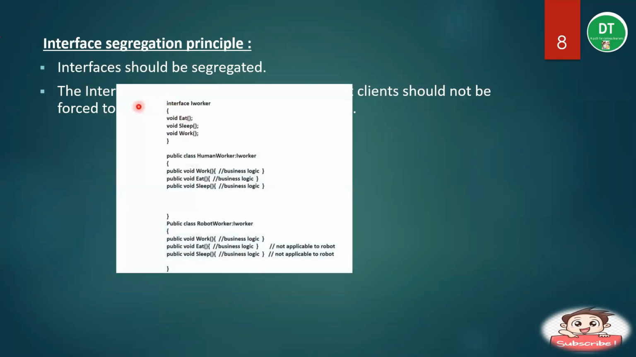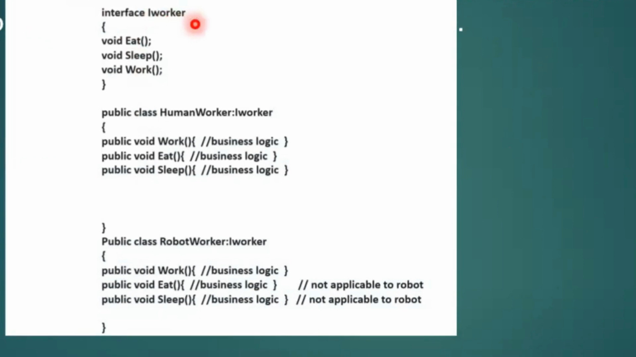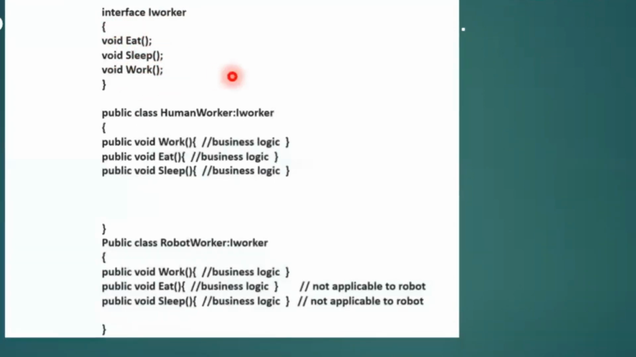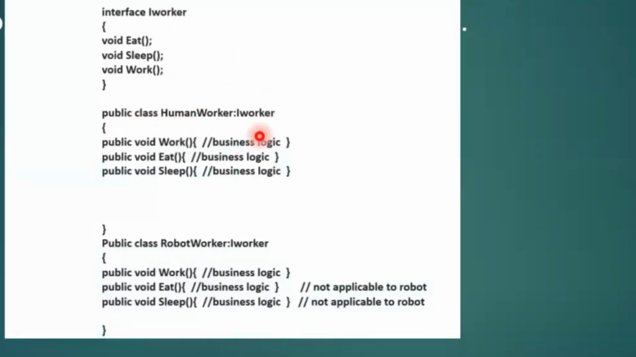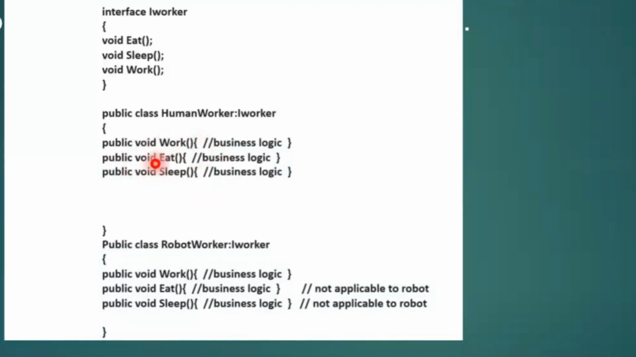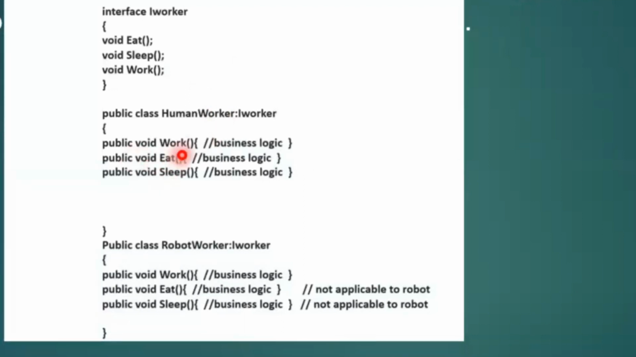In the figure here, you can see that I'm having an iWorker interface, and this iWorker interface contains three methods: eat, sleep, and work. These three methods are declared here, and you can see that I'm having one class, HumanWorker, which is implementing the iWorker interface. The HumanWorker class adds the business logic to work, eat, and sleep, because a human can work, eat, and sleep. So these three methods are okay for the HumanWorker class.